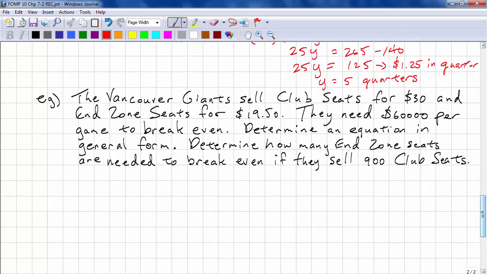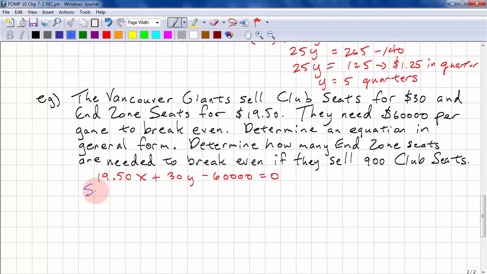Here's another problem. The Vancouver Giants sell club seat tickets for $30 and end zone seats for $19.50. They need $60,000 per game to break even. Determine an equation in general form. Then determine how many end zone seats are needed to break even if they sell 900 club seats. So our equation is 19.5x plus 30y minus 60,000 equals 0.